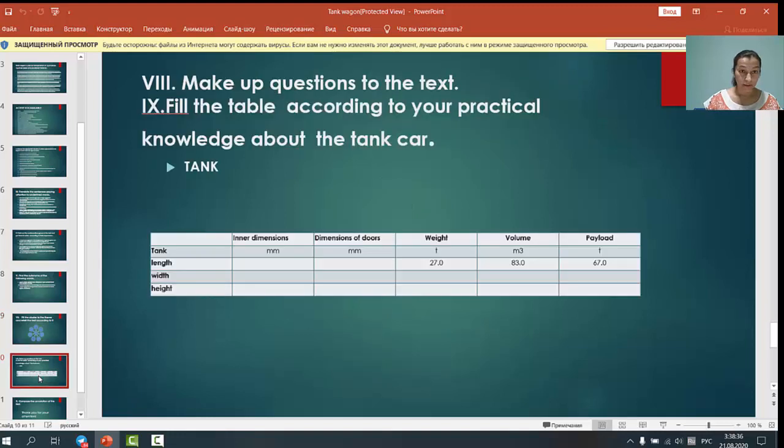Well, and the next task is: make up questions to the text. The eighth task is make up questions to the text.